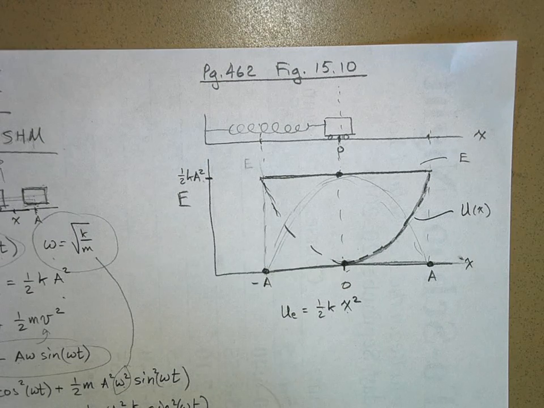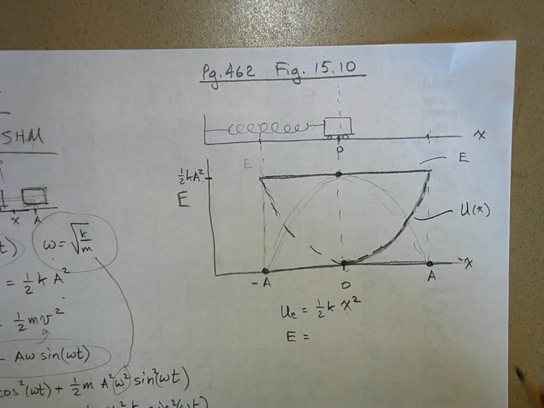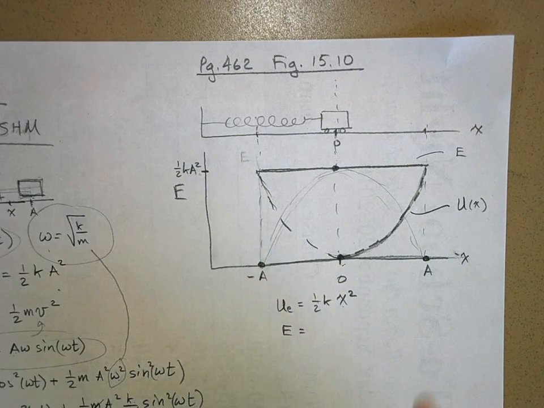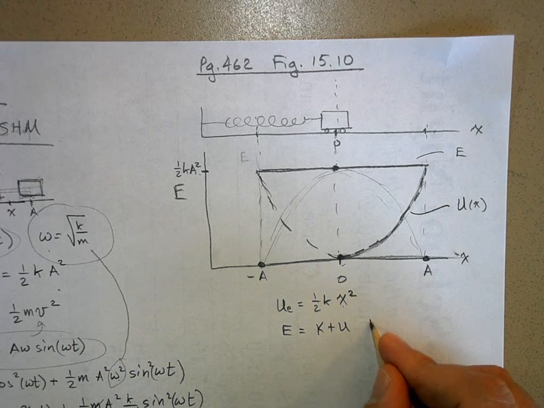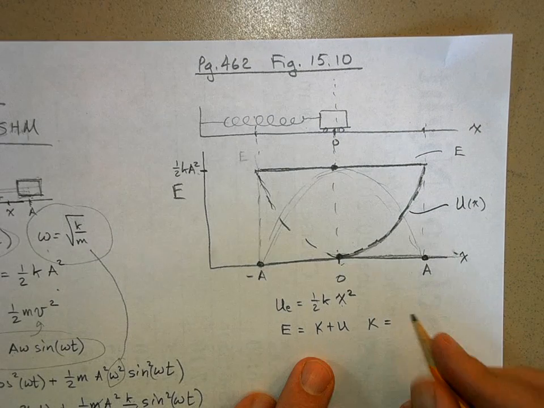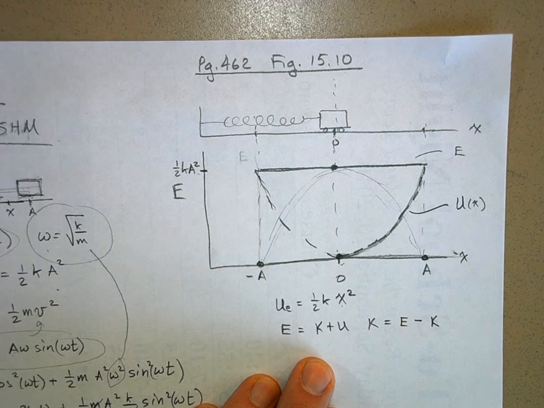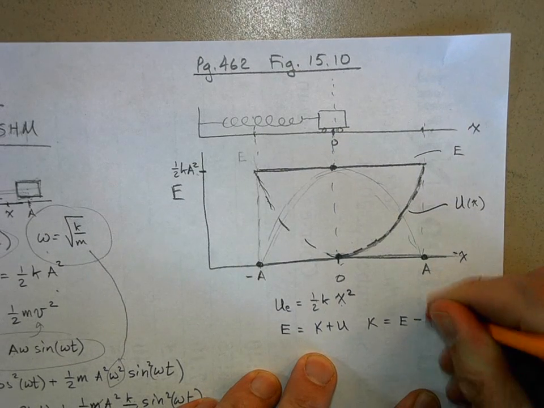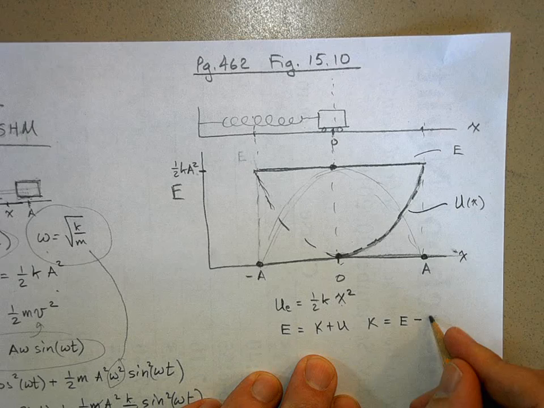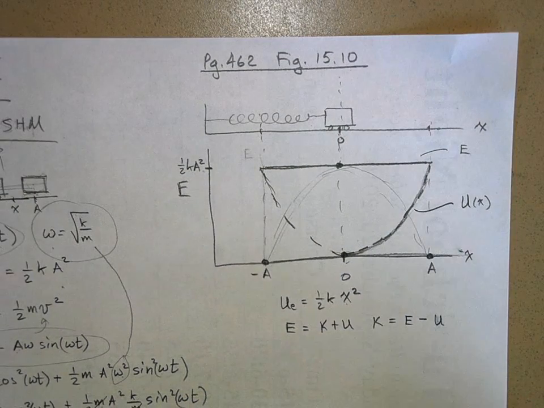Well, we need the kinetic energy as a function of x. Well, here's what we know. We know that E is equal to K plus U, right? So what is K as a function of x? The kinetic energy as a function of x is just going to be E minus K. I'm sorry, minus U. Now this is a function of x, not a function of velocity. It's a function of position.